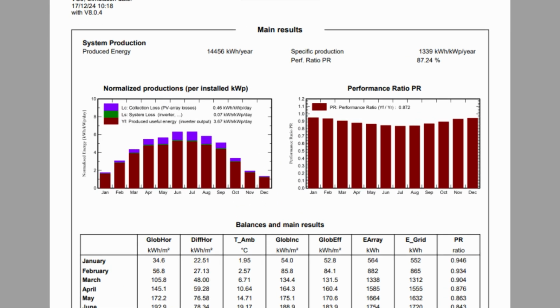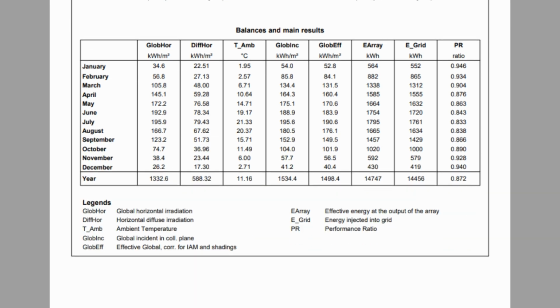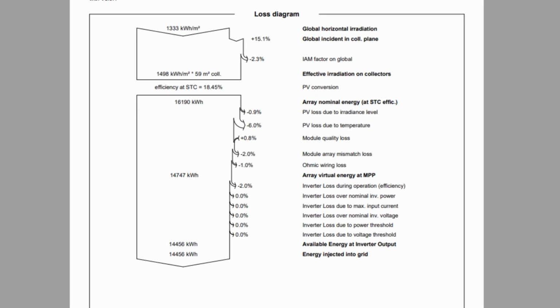The graphs at the top show you the normalized production of the system and the performance ratio over the year. The normalized production shows collection and system losses, as well as the useful energy produced per kilowatt peak of installed PV modules. This is paired with the graph of the performance ratio for each month of the simulation. A table showing the balances and the main results for each month, as well as the whole year, is also given. Page 5 represents a Sankey diagram of the energy fluxes to represent the losses in the PV system.